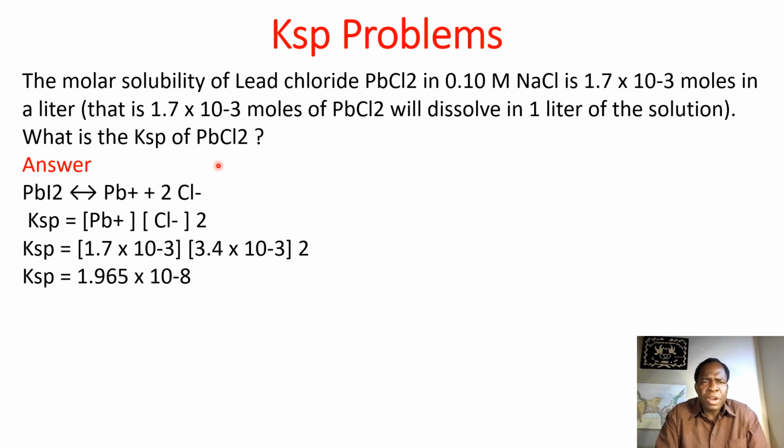Let me help you here. The molar solubility of lead chloride, PbCl2, in 0.10 molar NaCl is 1.7 times 10 to the power minus 3 mole per liter. That is, 1.7 times 10 to the power minus 3 mole of PbCl2 will dissolve in 1 liter of the solution. What is the Ksp of lead chloride?